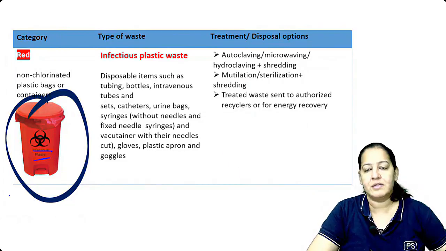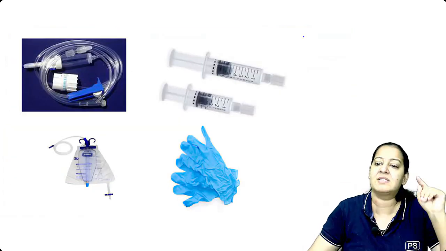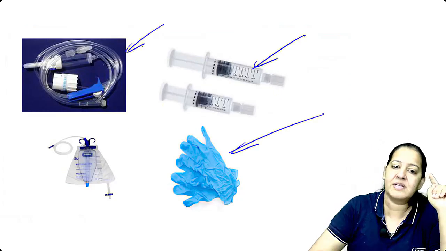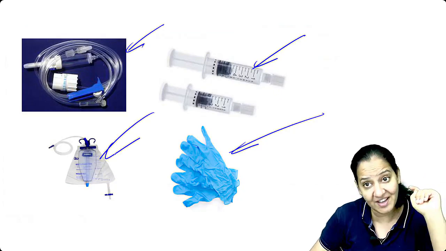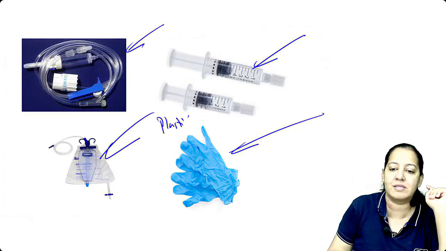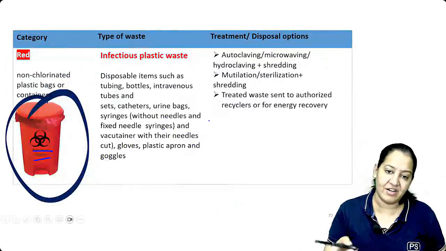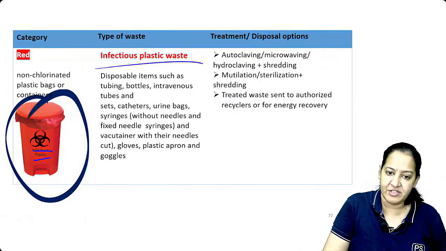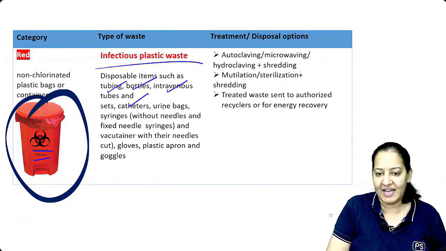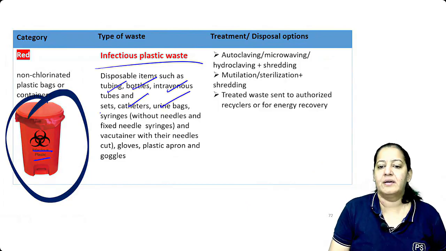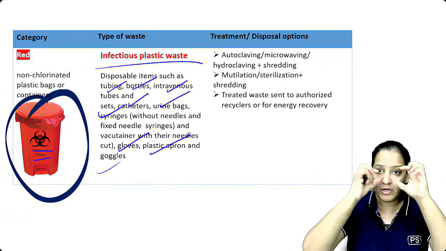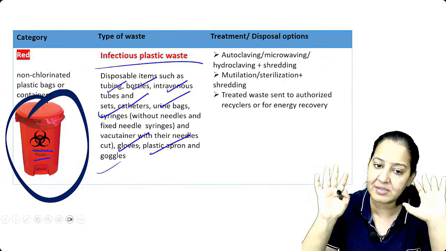Infectious plastic. The complete plastic will go. Anything of plastic: syringe, not needle, plastic gloves, plastic tubing, plastic bag, catheter bag, endoscopic tube, all made up of plastic. In short, plastic will go in red. Red contains all the infectious plastic, such as tubing, bottles, IV set, catheter, urine bag, syringe without needle, gloves, plastic apron, plastic goggles. So all the plastic will go in red.